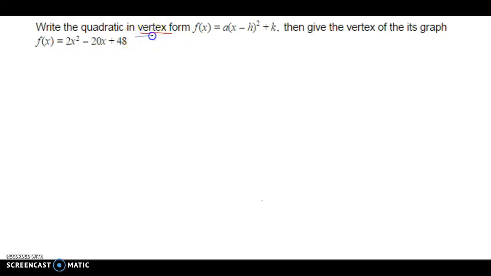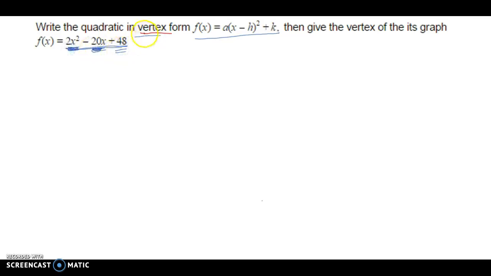So we're being asked to write a quadratic in vertex form, and the first thing you might be wondering is what exactly is vertex form? Well, let's start with this. This is standard form. And when you have it in standard form, you have clearly marked an x squared, an x, and a 48, and it's just how you usually end up seeing things.